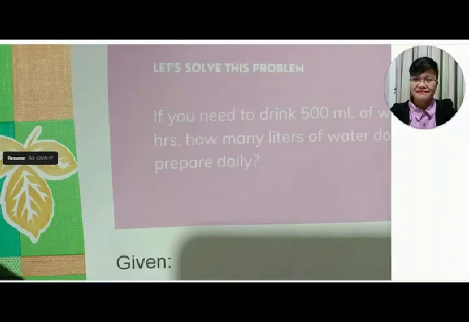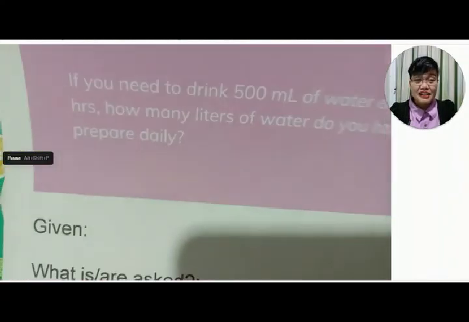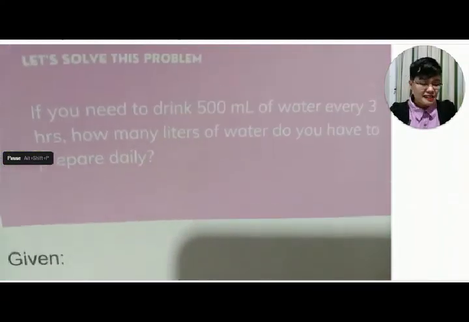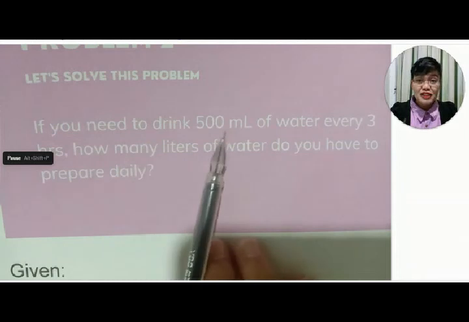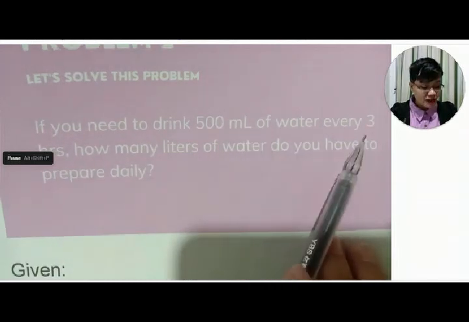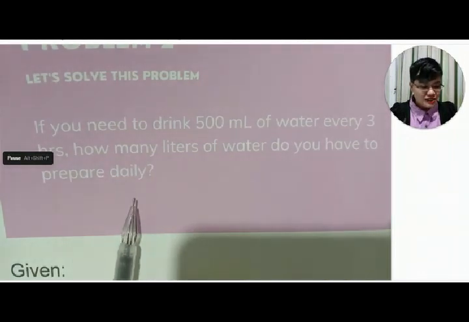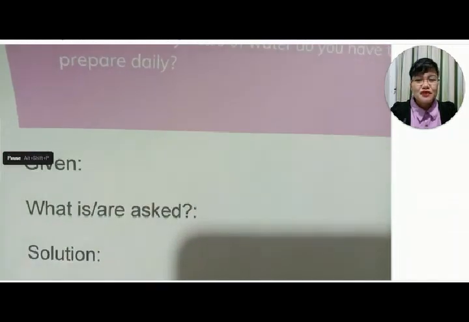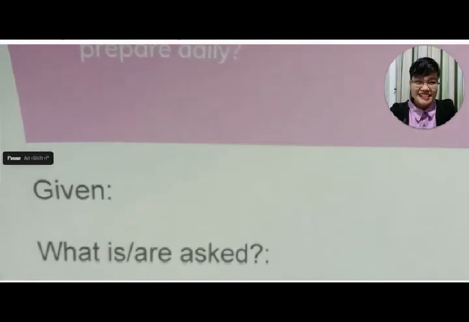Now here are the steps. This is how we are going to solve this. First, again, we have to read and understand the problem. You have read the problem. Let's read this again. If you need to drink 500 ml of water every 3 hours, how many liters of water do you have to prepare daily? So these numbers will tell you that these are the given facts. For step 2, you have to identify the given facts and what is being asked, right?